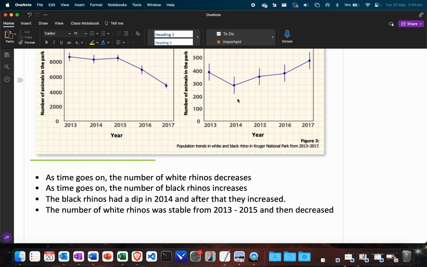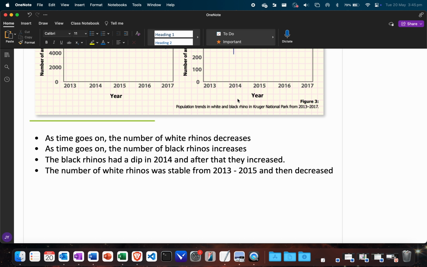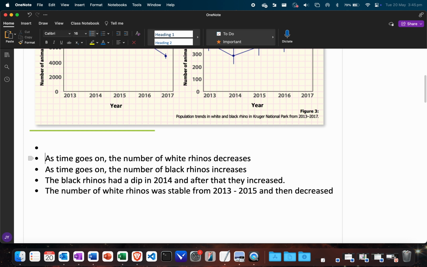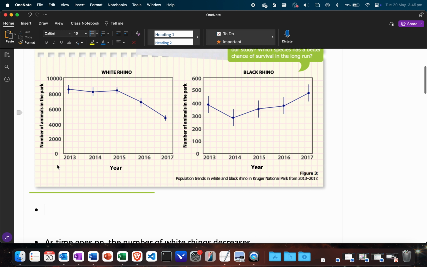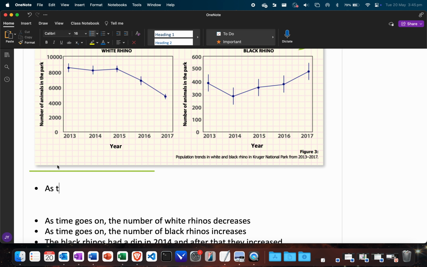Is there anything else? Often a very easy template to follow is: as the independent variable.